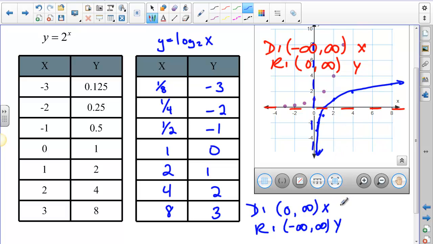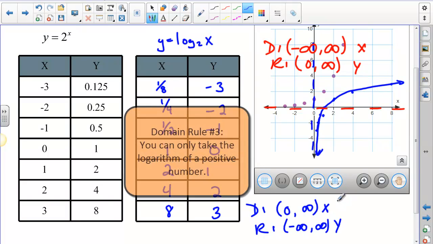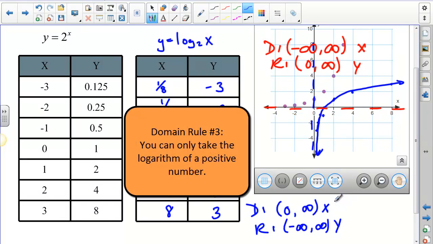This also allows us to take another domain rule, and that domain rule is that you cannot take the log of 0 or a negative. So you can only log positive numbers. So now we have domain rule number 3. You can only log positive numbers.